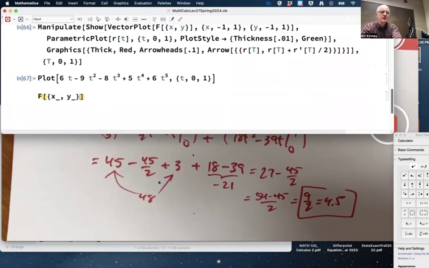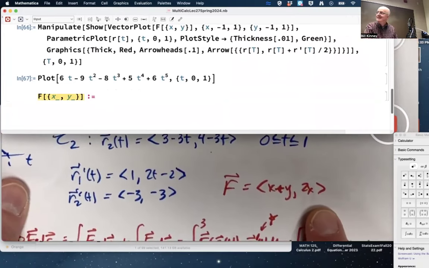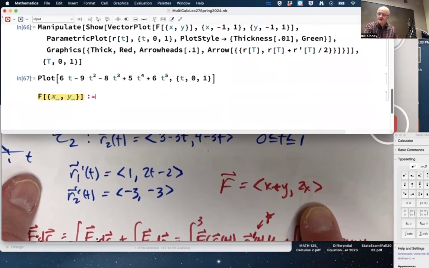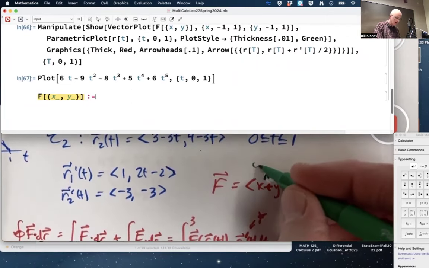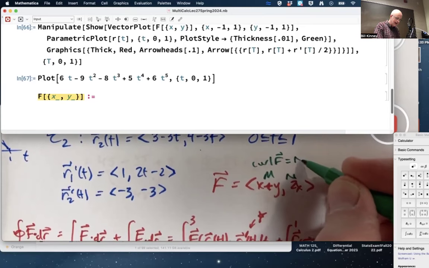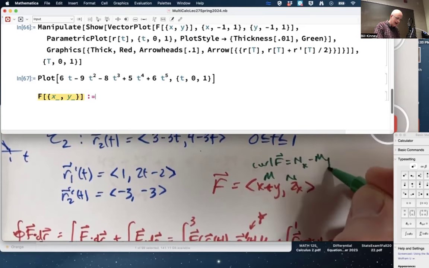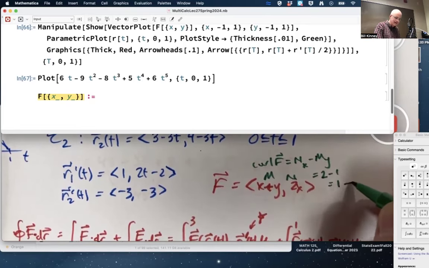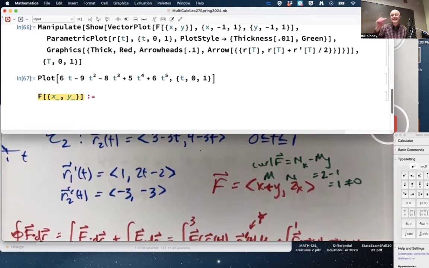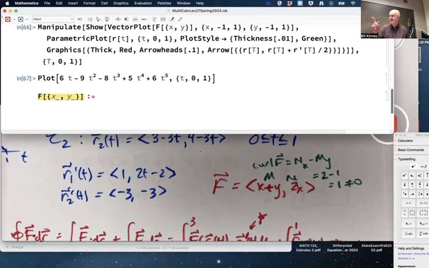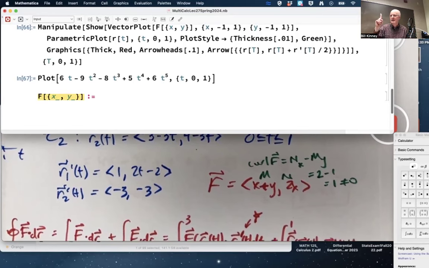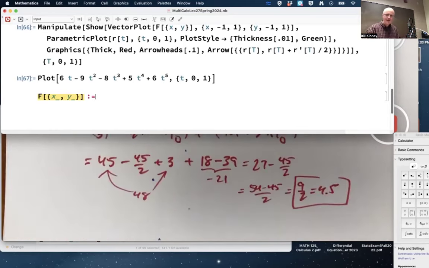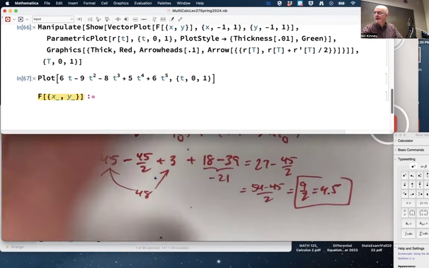Got a new vector field, which, by the way, this vector field here is not conservative. M and N, its scalar curl, nx minus my, is 2 minus 1 is 1, constant but not 0. The double integral of the scalar curl is going to give you the volume, or the area of the region, because you're doing a double integral of 1. Evidently, the area, if I've not made a mistake, the area is 4.5.